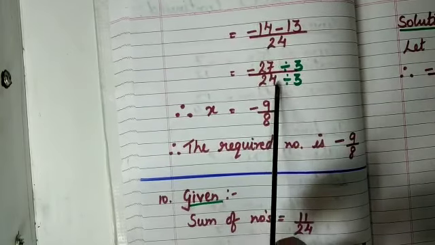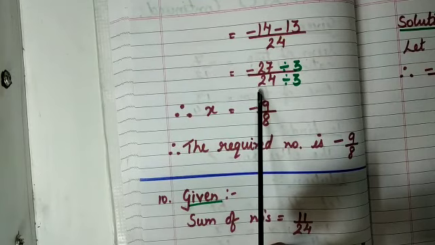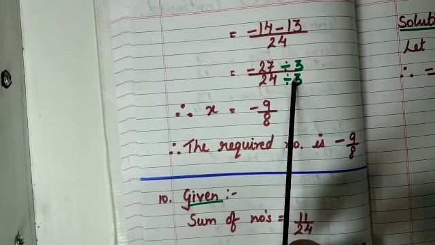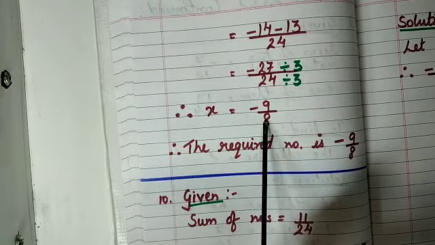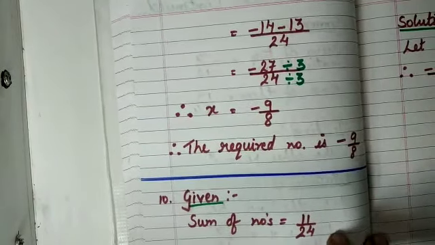Now this rational number is not in lowest term. You should always express a rational number in lowest term. So if I observe it, both of them are common multiples of 3. So we divide it by 3. So you get the answer as minus 9 upon 8. So our required rational number is minus 9 upon 8.